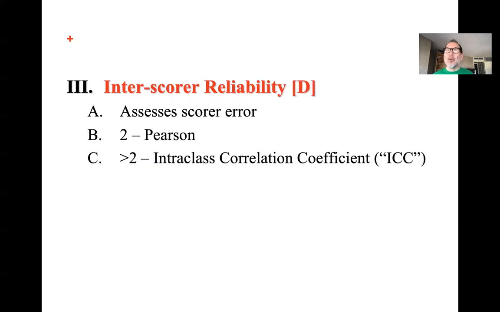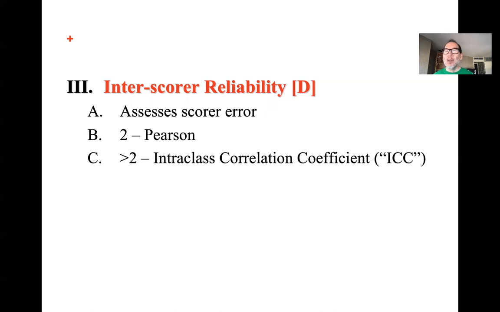The other is interscorer reliability. This is another type of reliability where what you're concerned with is how well judges or evaluators or examiners or scorers score the test. Maybe it's a measure of depression that's done by way of clinical interview, right? So the person asks a bunch of questions, and then based on your response, she or he scores you.